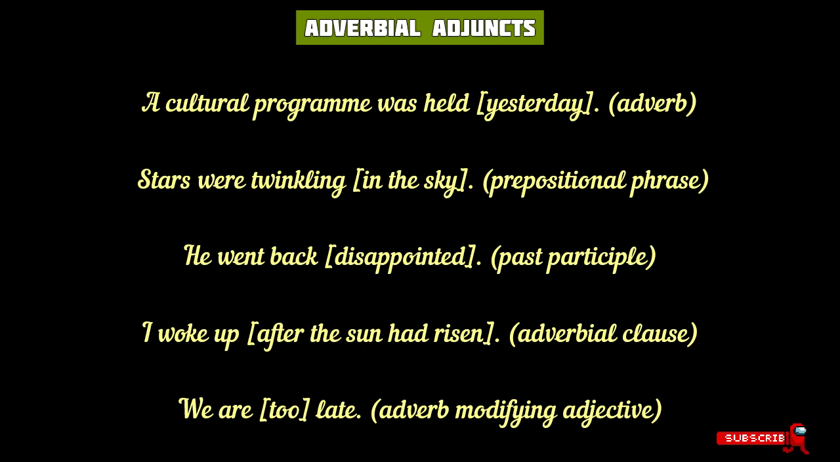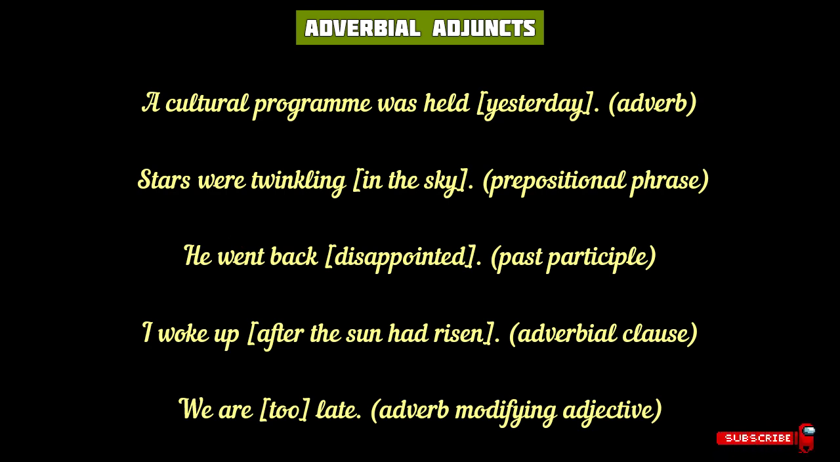Stars were twinkling in the sky. In this sentence, the prepositional phrase in the sky modifies the verb twinkling. The phrase in the sky is acting as an adverb here. Hence, it's an adverbial adjunct to the verb twinkling. He went back disappointed. In this sentence, the past participle disappointed is the adverbial adjunct to the verb went back.